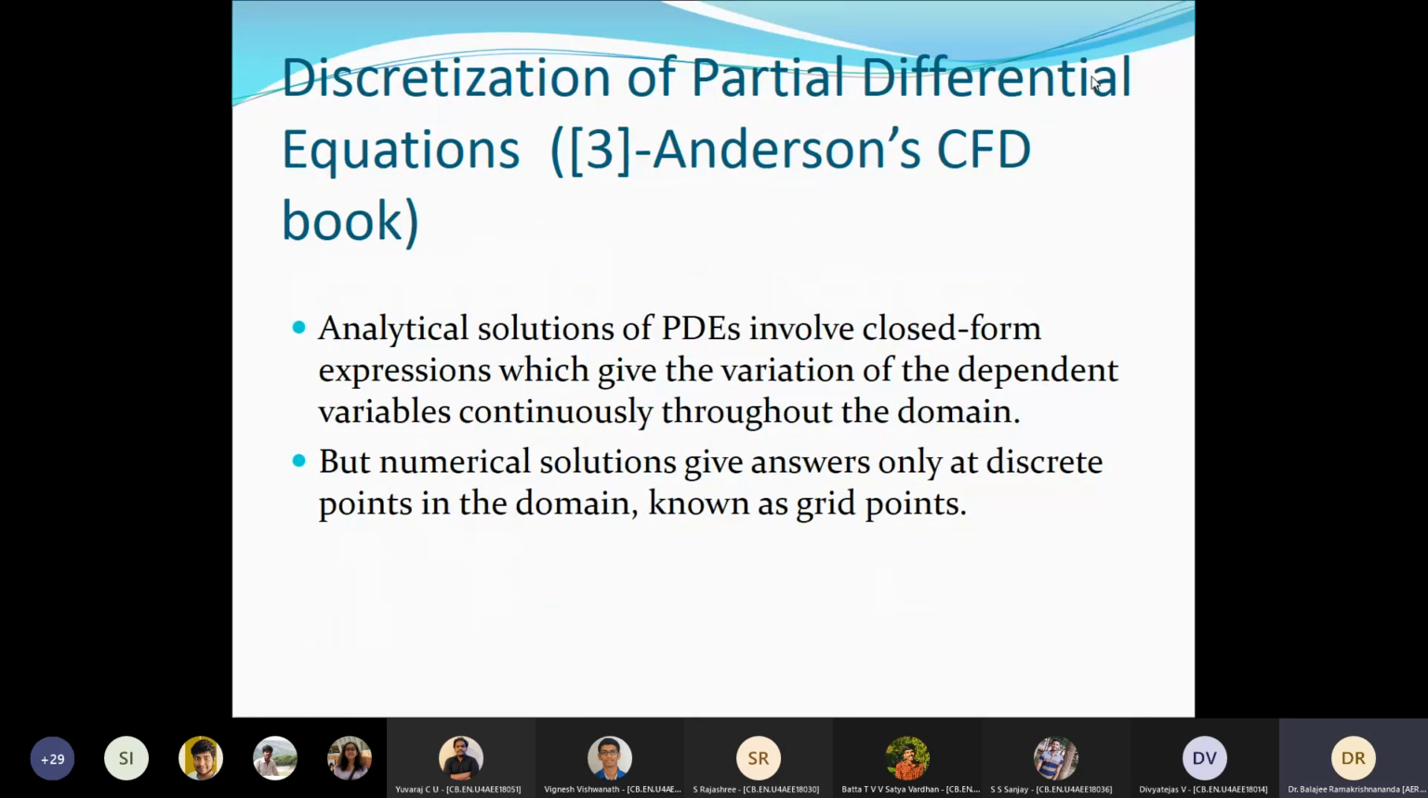So analytical solutions of partial differential equations involve closed form expressions. For example, y is equal to x squared. At every point, you know x, you know y. You don't have to say that the value of y at x equal to 2 is approximately 4. No, it's not approximately 4, it's exactly 4.